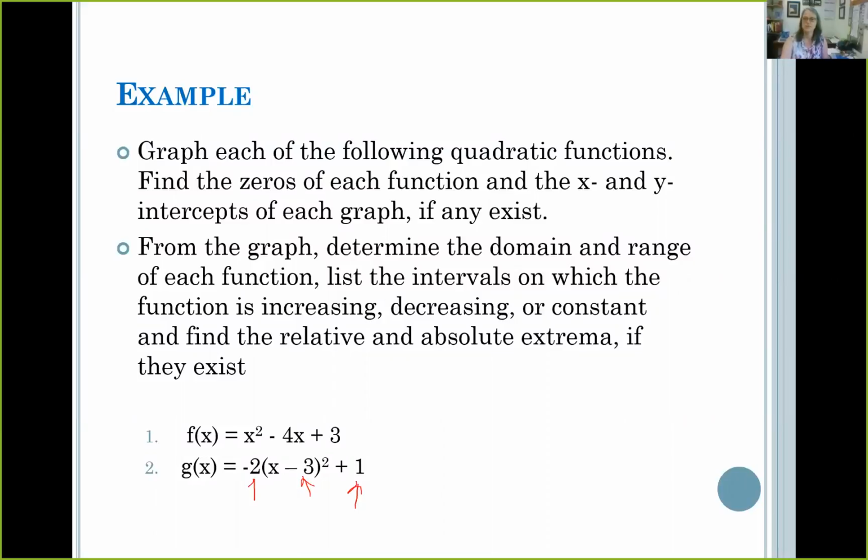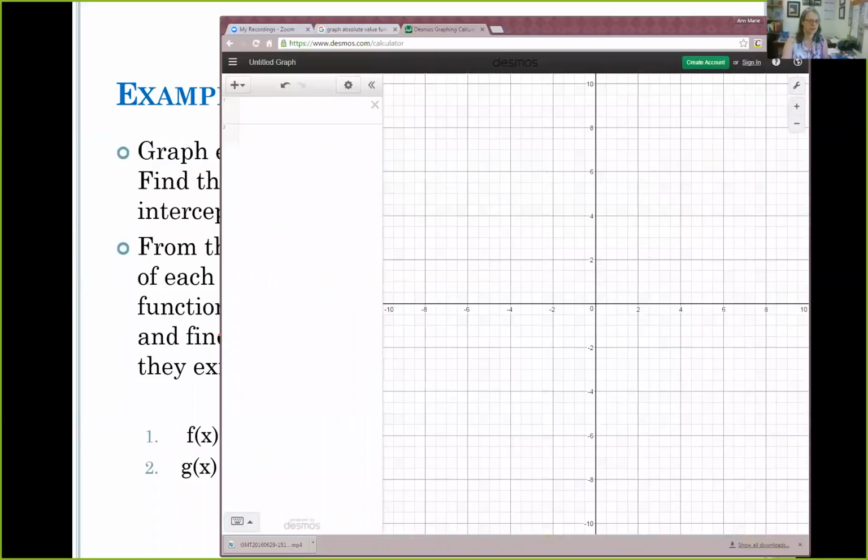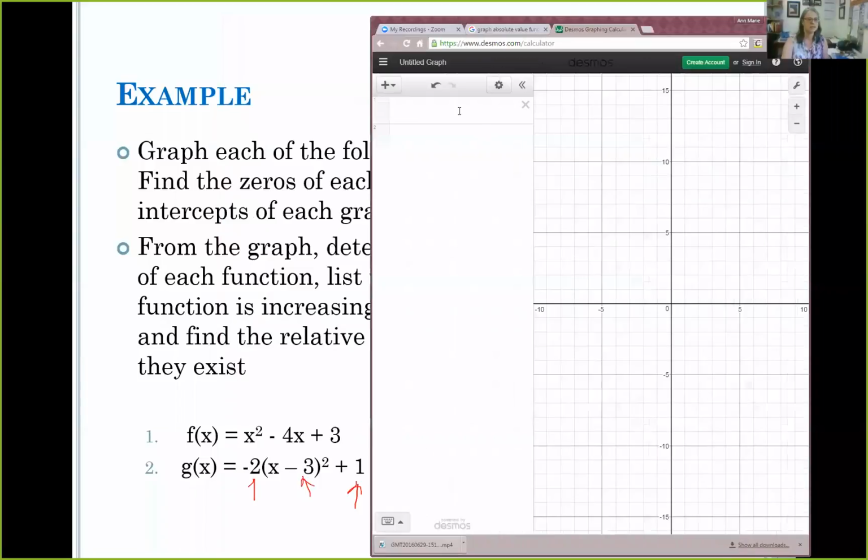Let's use Desmos here. And let's just pop that in there. g of x equals negative 2 times x minus 3 squared plus 1. Whoops, I've got an extra x in there. That's better. That's what I was expecting to see.